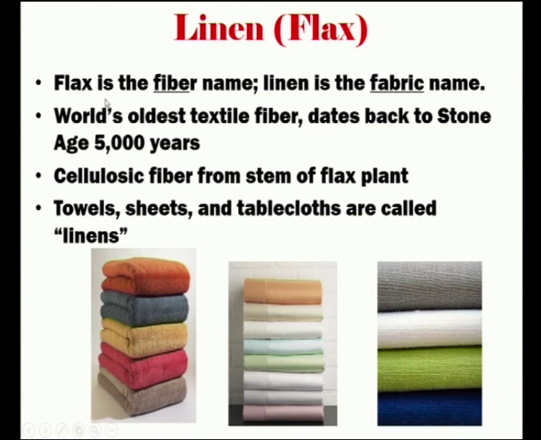Another one is linen, which is obtained from flax. Flax is the fiber name, linen is the fabric name. So, this is the difference. The world's oldest textile fiber dates back to the Stone Age, 5000 years. A cellulosic fiber from the stem of the flax plant. Towels, sheets and tablecloths are called linens. So, this kind of short cloth or short items are called linen.